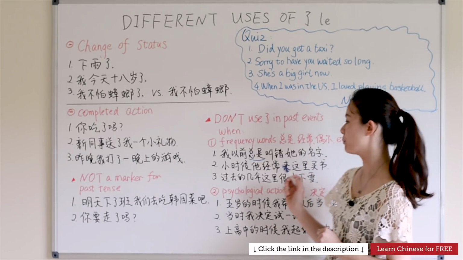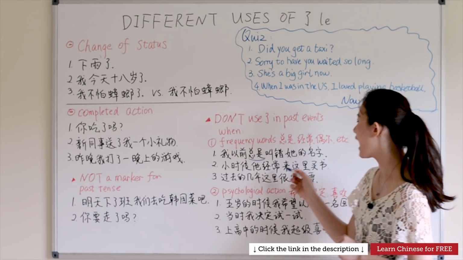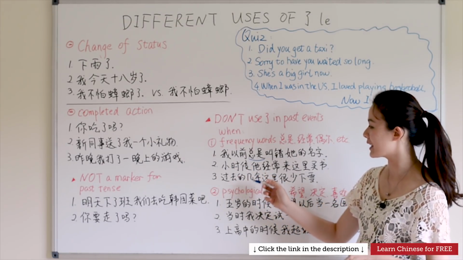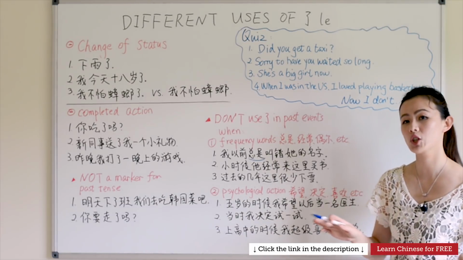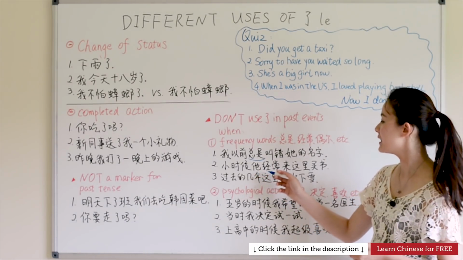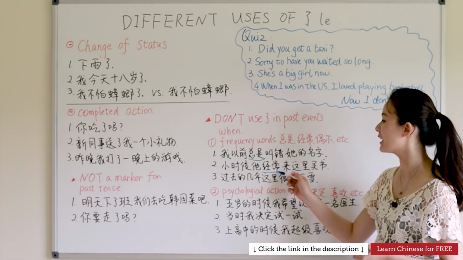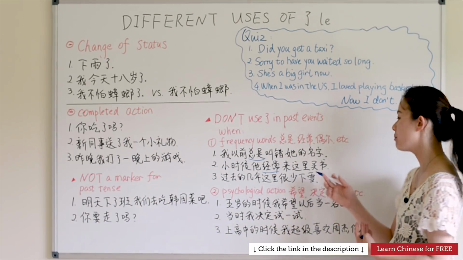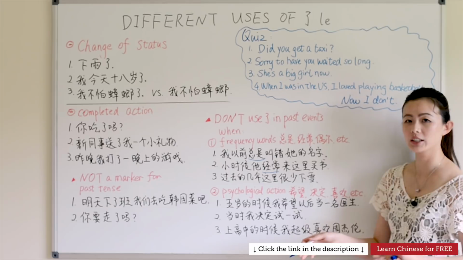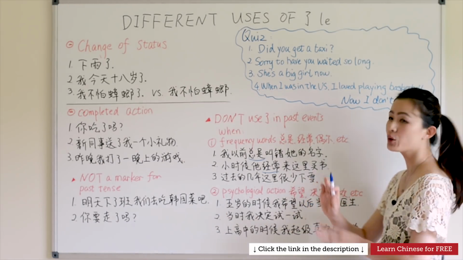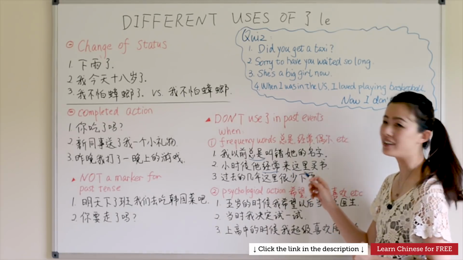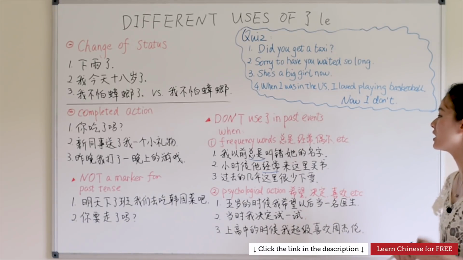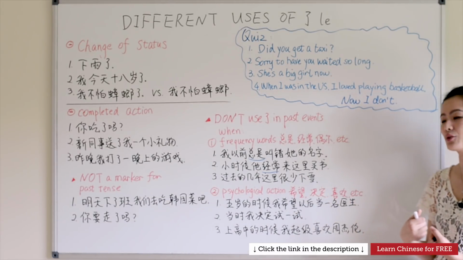Okay, the second example. 小时候她经常来这里买书。小时候 is when someone was young or in someone's childhood. 经常 is the word you need to pay attention to here, it means often. 来这里, to come here. 买书, to buy books. When he was young, he often came here to buy books. There's no 了 here. We don't have to say 来了这里买书 because there's 经常 here. 小时候他经常来这里买书. When he was young, he often came here to buy books.